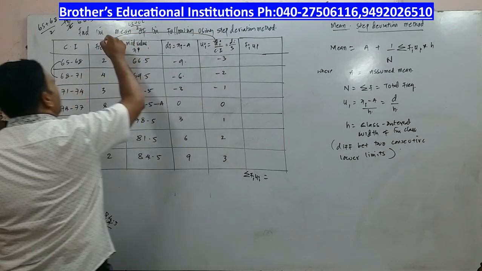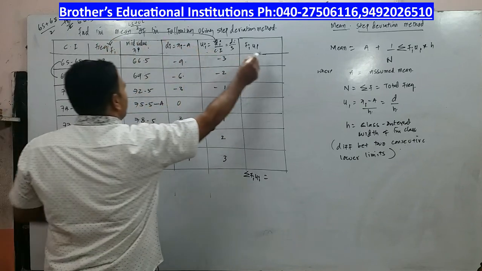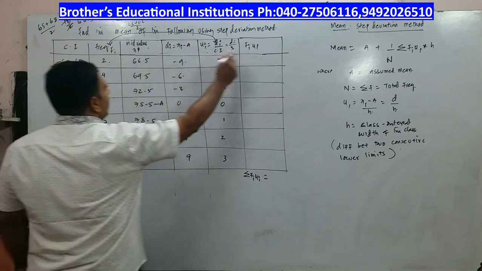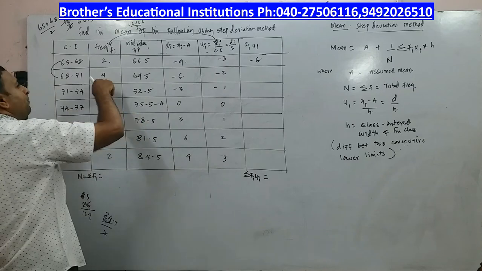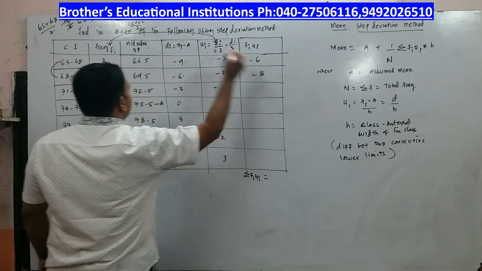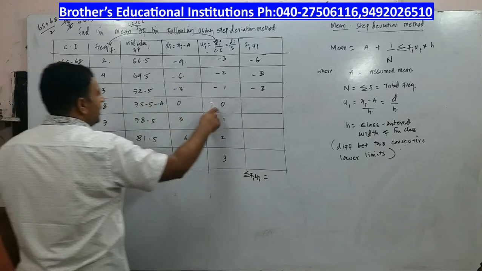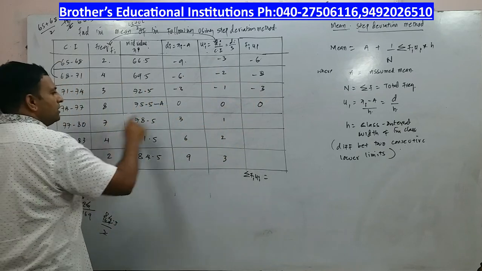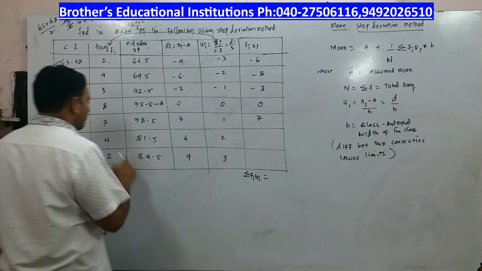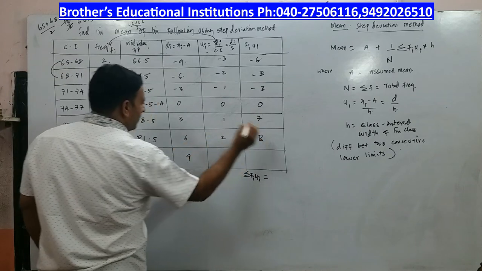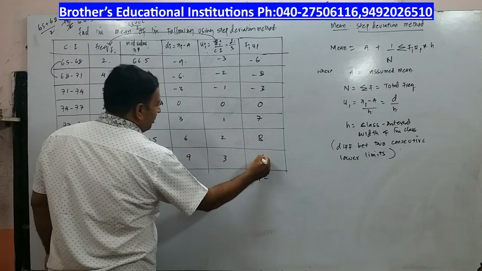Now once that is done, what is very important is you have to multiply this with this. And it is called fi ui put together here. 2 into minus 3, minus 6. 4 into minus 2, minus 8. 3 into minus 1, minus 3. 8 into 0, 0. 7 into 1, 7. 4 into 2, 8. 2 into 3, 6.